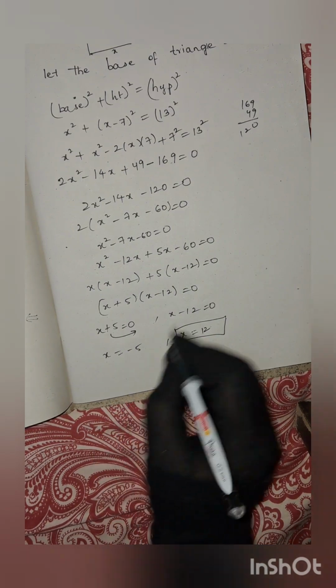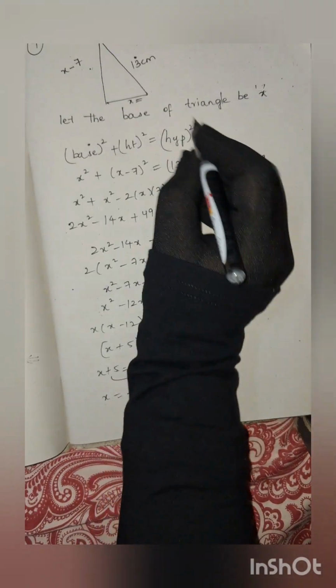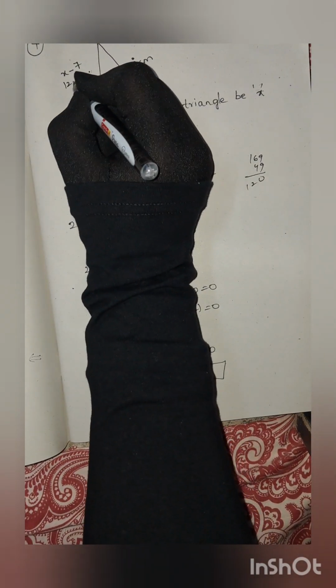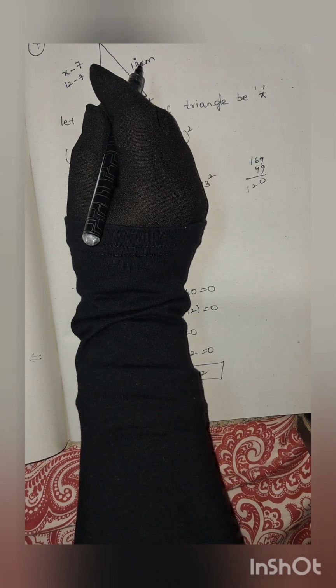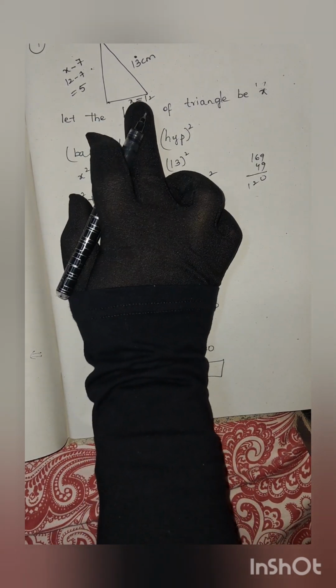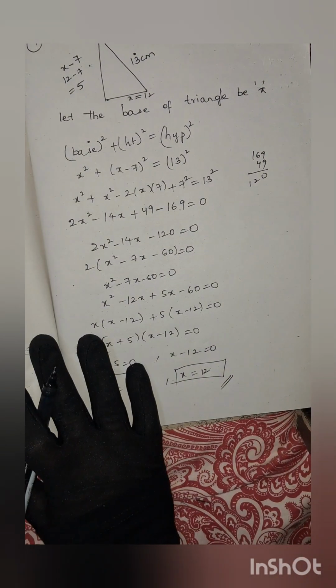So if the base is x, that is 12, so this one is what? This is nothing but 12, so this will be 12 minus 7. What will be 12 minus 7? 7, 8, 9, 10, 11, 12. So your answer is 5. Opposite is 5, base is 12. Okay, so this is your question. Let us do the next question.